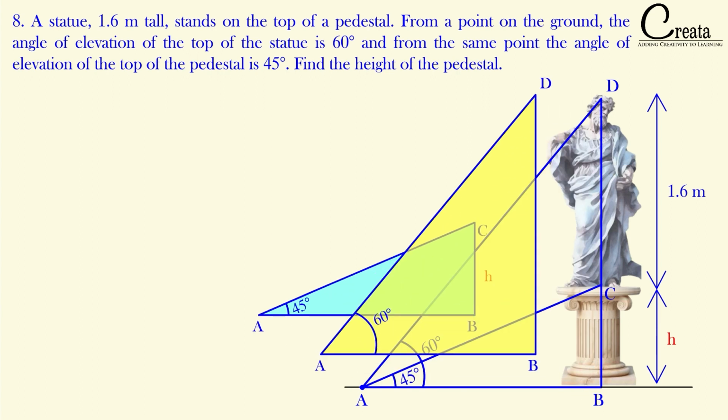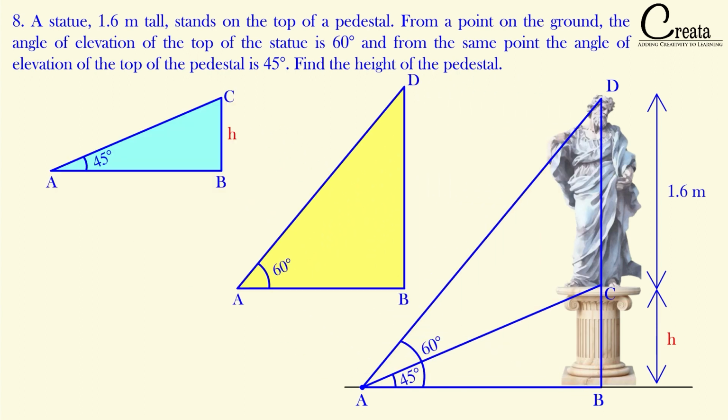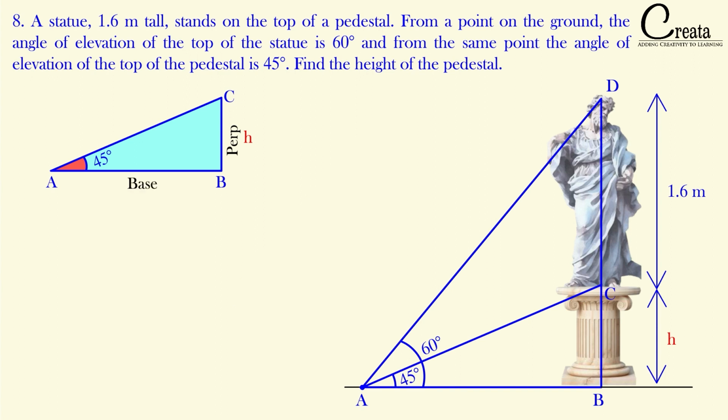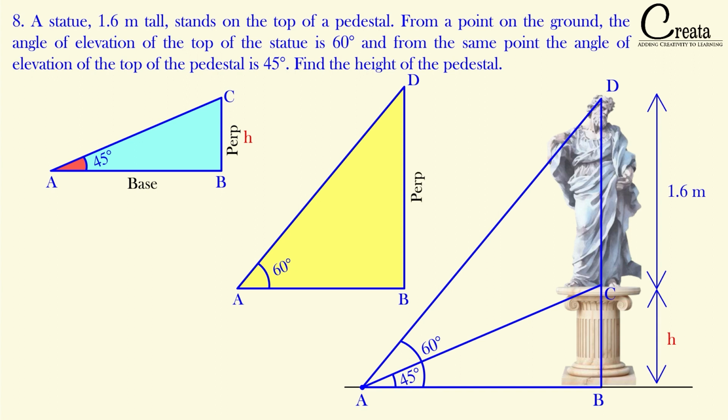Let's take these two triangles out of the figure. In triangle ABC, our trigonometric angle is 45 degrees and the perpendicular is BC as it is opposite to the 45 degree angle. And AB is the base for this triangle. Further, in triangle ABD, the side BD is the perpendicular as it is opposite to our trigonometric angle 60 degrees. In the main figure, BD is the combination of the height of the statue and the height of the pedestal. The height of the statue is 1.6 meters and the height of the pedestal is h. So the total distance BD will be equal to h plus 1.6.